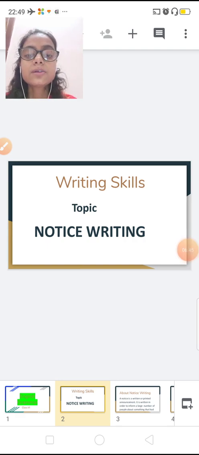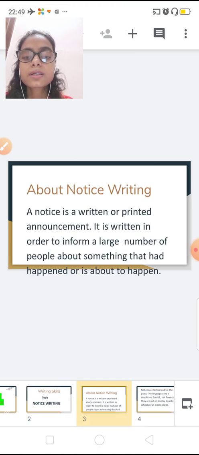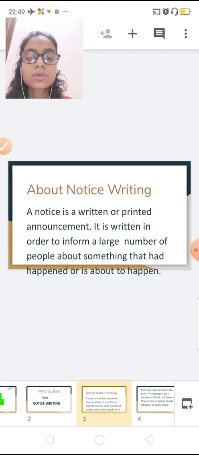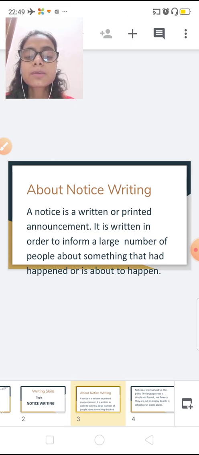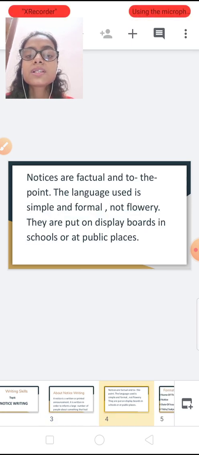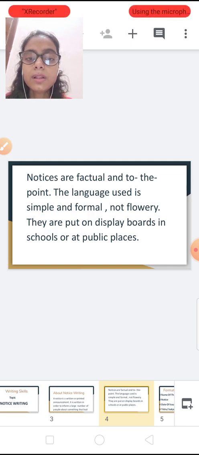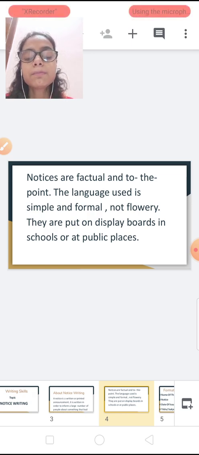Okay, so now the second topic of today's activity is notice writing. What is notice writing? It is a written or printed announcement. It is written in order to inform a large number of people about something that has happened or is about to happen. Notices are factual and to the point. The language used is simple, normal, not flowery. They are put on display both in the school and at public places.